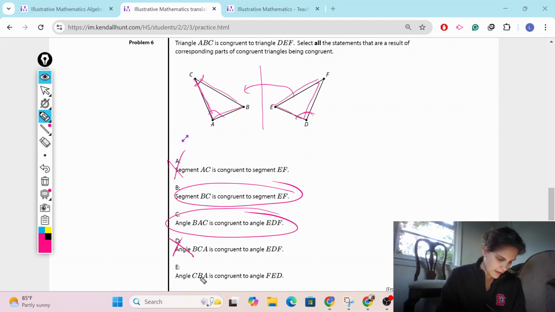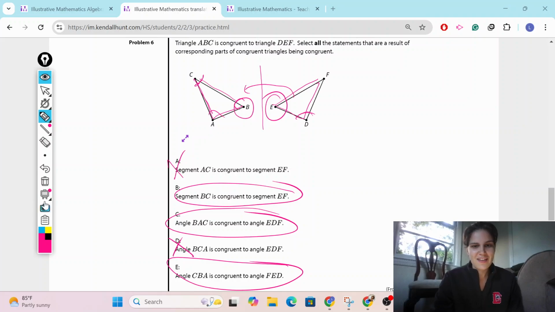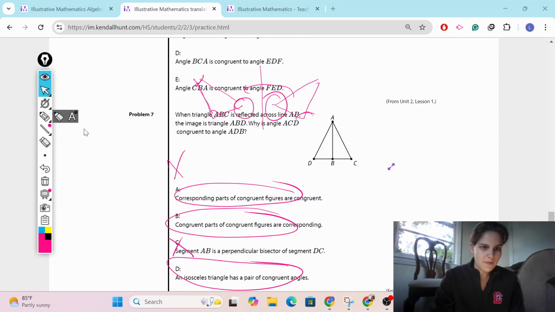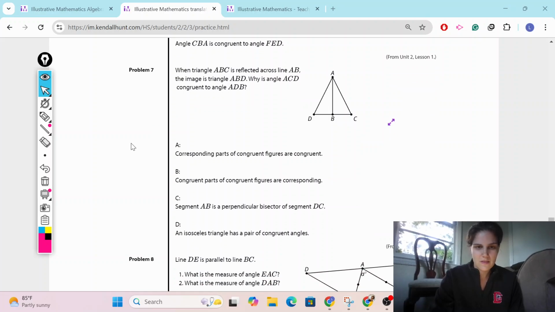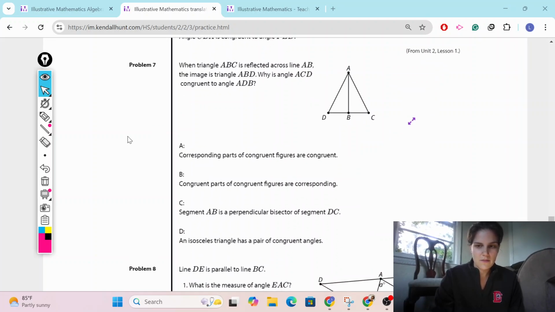And then finally, angle CBA, this guy, is he congruent to FED, that guy? Yep, because they're corresponding. All right, that one was easy peasy lemon squeezy. We're going to go on to the next one. And if you need help, or didn't find it easy peasy lemon squeezy, make sure to pause the video and rewind so you can look it over.